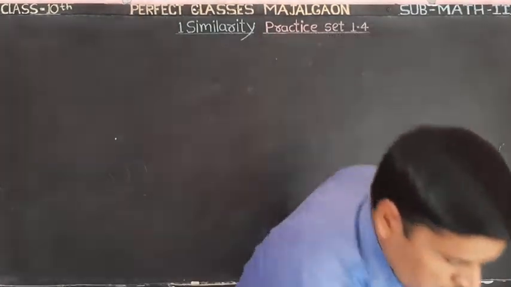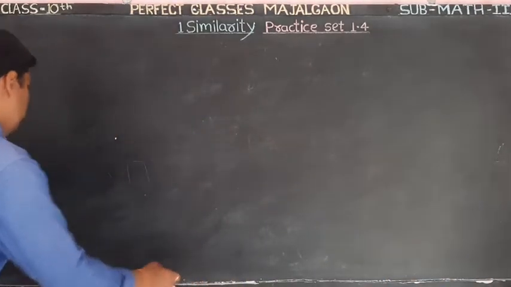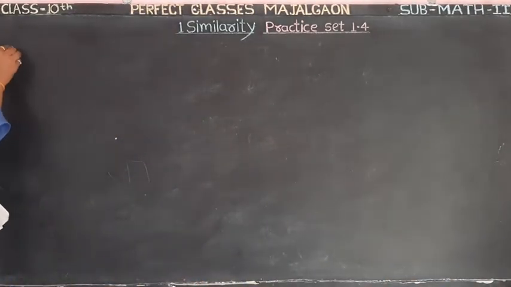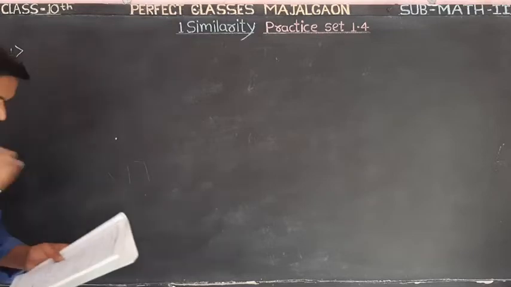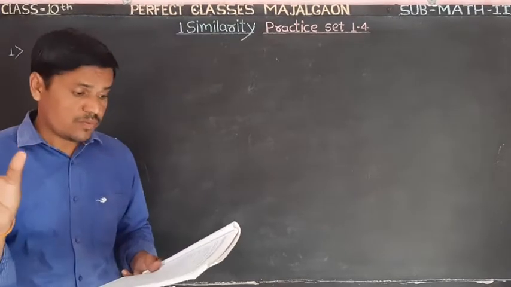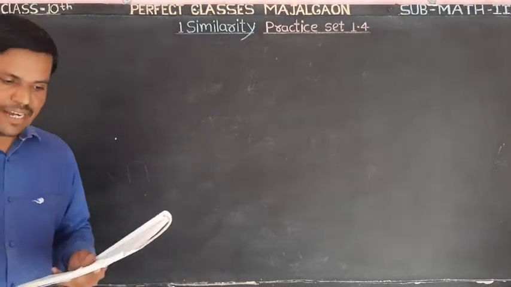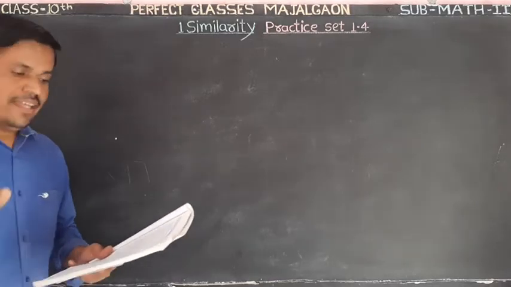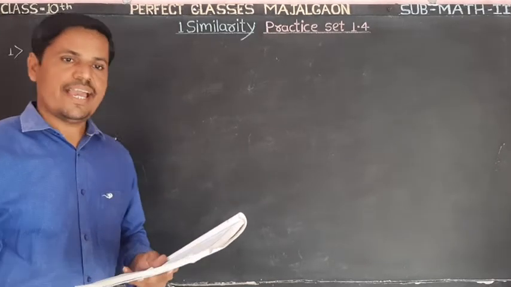Here we start the first example. I read the first question. The ratio of corresponding sides of similar triangles is 3:5. Then find the ratio of their areas.